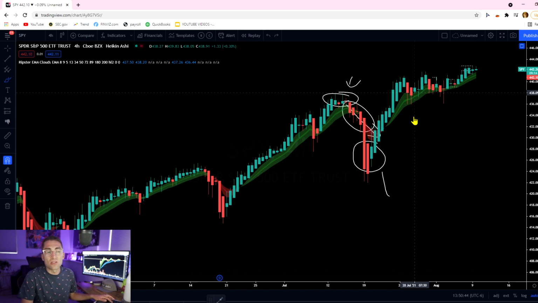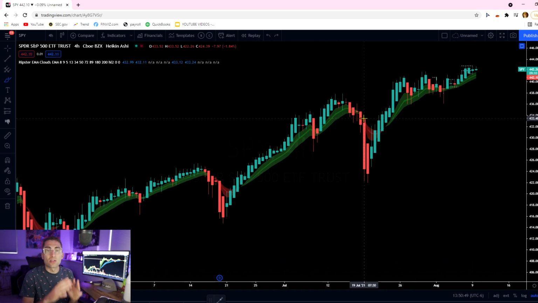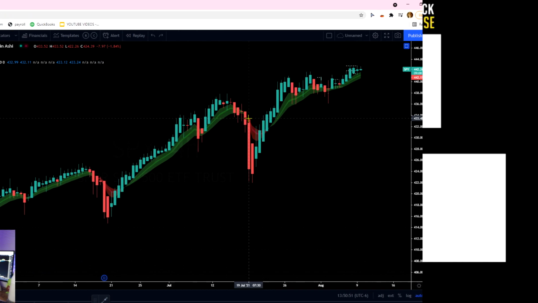It's just two things. You can use EMA clouds on TradingView. You can use HEIKIN ASHI candles. And this is a great trading strategy for literally everybody in the market.